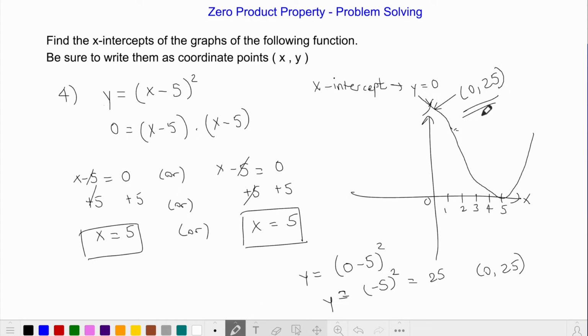This is a side note for your information, but the question is only asking for the x-intercepts. So the x-intercept point is at 5, 0. That's it. Here is 5, 0.